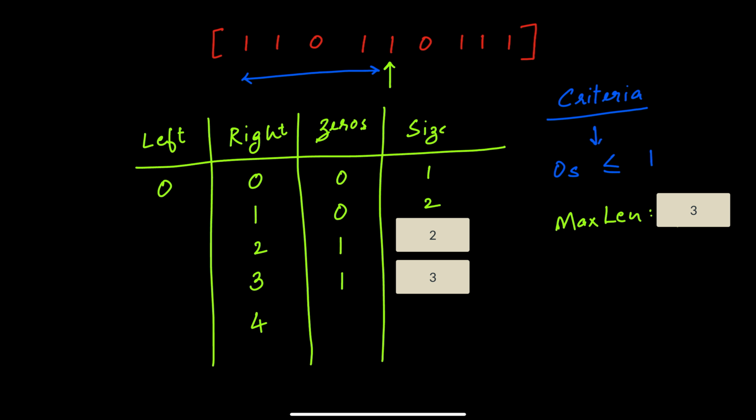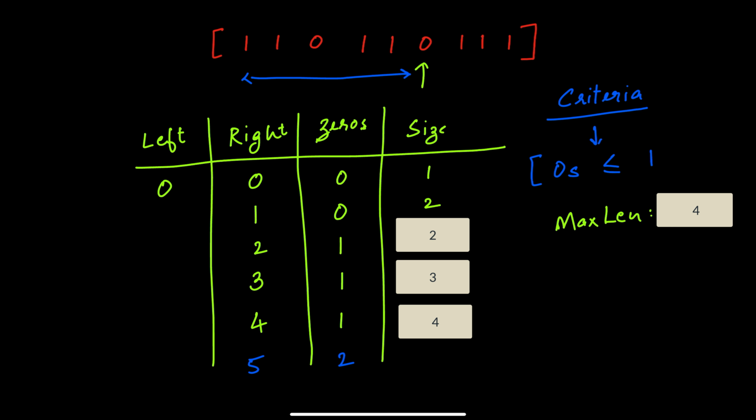variable. Moving on with the next value, where right pointer is pointing at 4, that is value 1. Number of zeros is 1 and the size is incremented to 4. As size is greater than the max length, I'll override the max length value by 4. After incrementing the right pointer by 1, the new value is 5. It is pointing at 0, incrementing the 0 counts to 2.